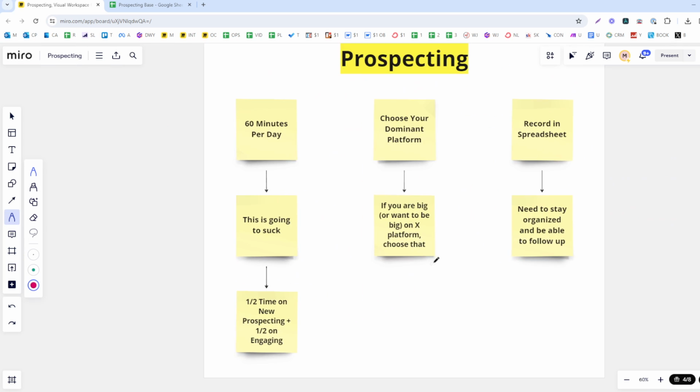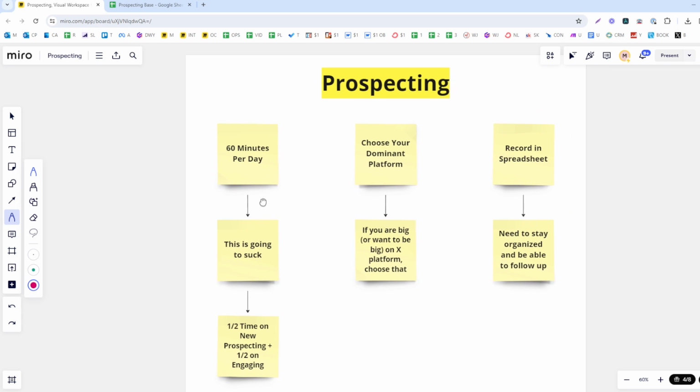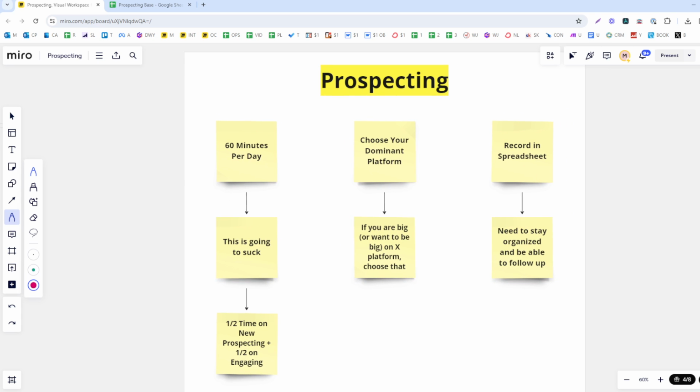So here's what I view as good prospecting. And there's no easy button. This is really going to suck. 60 minutes per day of manual prospecting is going to be one of the least mentally stimulating things you'll ever do, one of the most tedious things you'll ever do. But that's the price you pay if you want to make a lot of money. So you want to spend 60 minutes per day. You can spend one half on clients and one half on partners. That is an option if you really want to get into heavy partnerships.